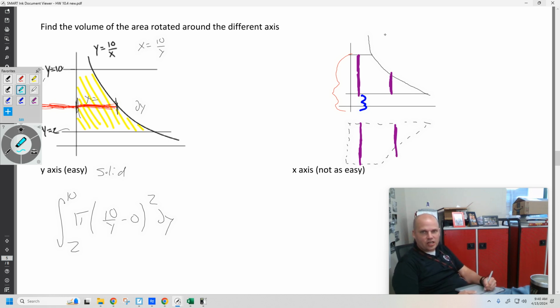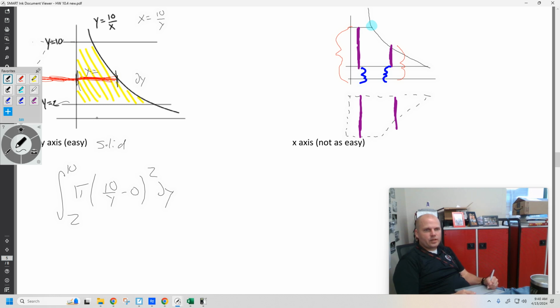This intersection right here, we change the type of rectangle that gets spun. Here, outer radii, inner radii are different. That was the worst bracket I've ever made in my life. Okay.